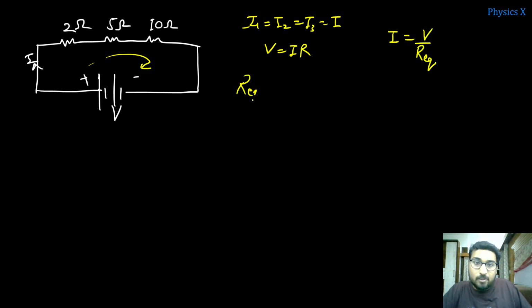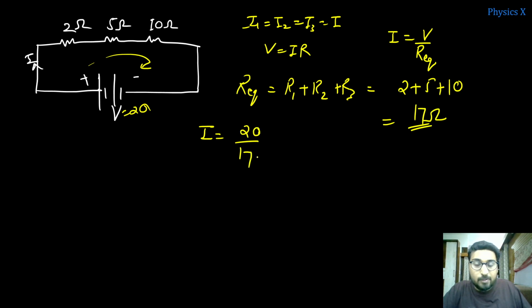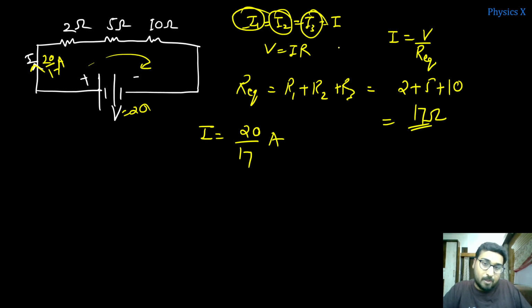And R equivalent in a series combination is R1 plus R2 plus R3, which equals 2 plus 5 plus 10, nothing but 17. So I, you can now find, with voltage 20, is nothing but 20 by 17 amperes. This is the total current, 20 by 17 amperes, which is equal to I1, equal to I2, equal to I, which is 20 by 17.